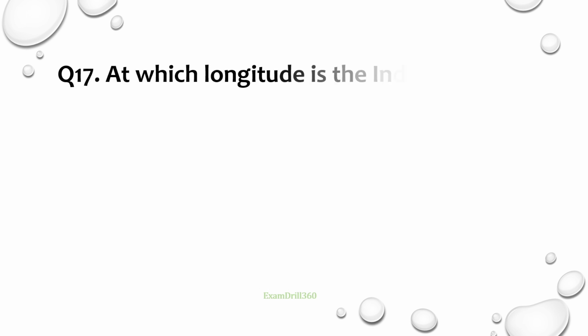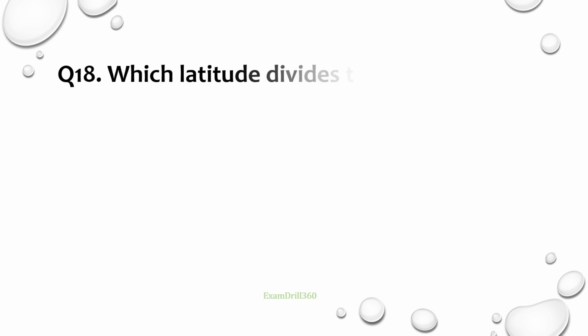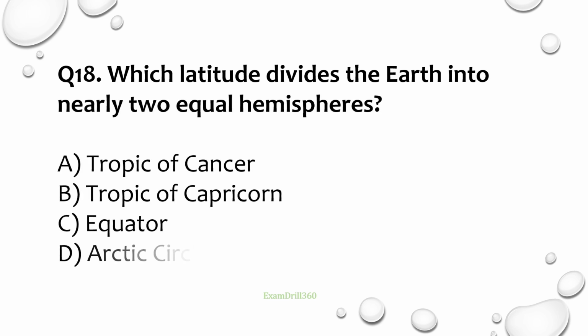Next. Question number 17. At which longitude is the Indian Standard Time determined? This is very easy. We know, 82.5 degrees east. Question number 18. Which latitude divides the Earth into nearly 2 equal hemispheres? The correct answer is the equator.